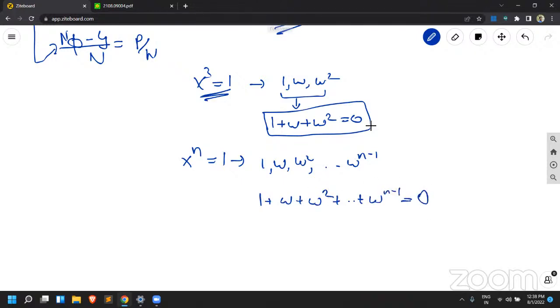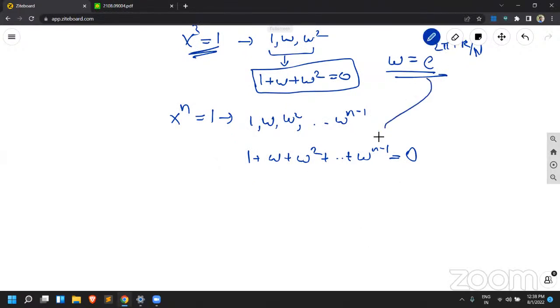So omega, when you solve for omega, in terms of complex numbers you can write it as e to the power 2 pi iota times some number k by n. This is omega. So I'll just plug in the value of omega over here and write the sum. So 1 can be written as e to the power 2 pi iota 0 by n.